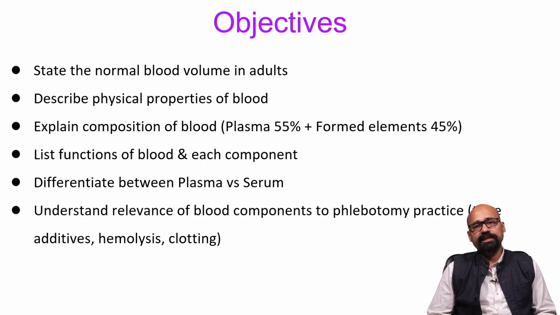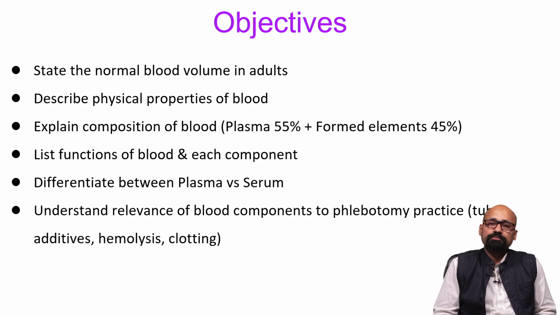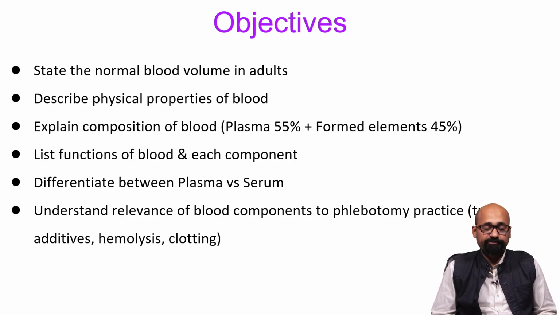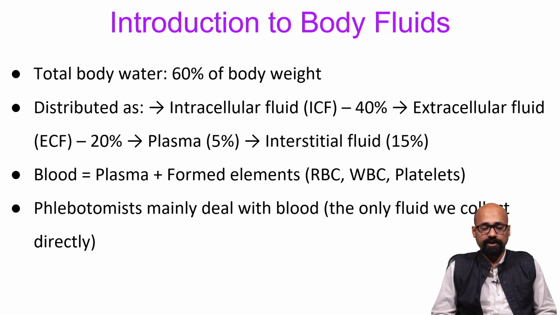The objectives of today's lecture are that by the end of this lecture you should be able to state the normal blood volume in adults, describe the physical properties of blood, explain the composition of blood, what is the fluid part, what are the cellular parts, list the functions of blood and each component, differentiate between plasma and serum, and understand the relevance of blood components to your phlebotomy practice, like tube additives, when hemolysis is required, when clotting is required. So, let us start with the body fluids.